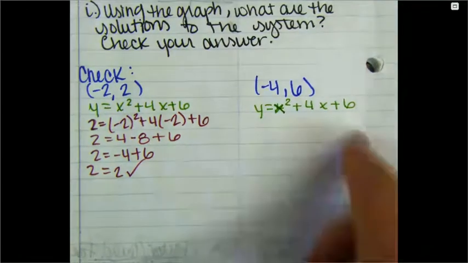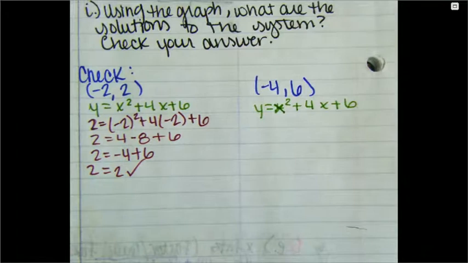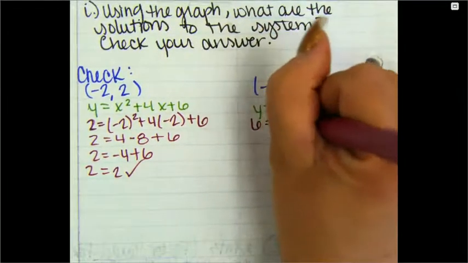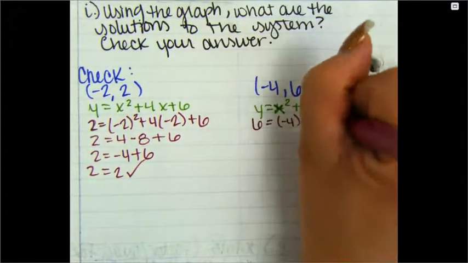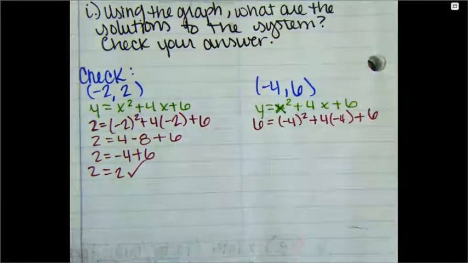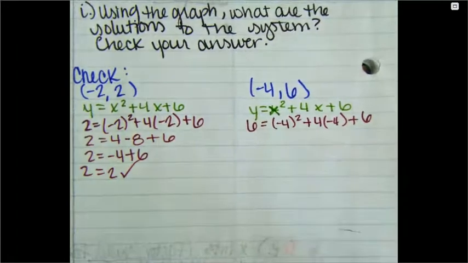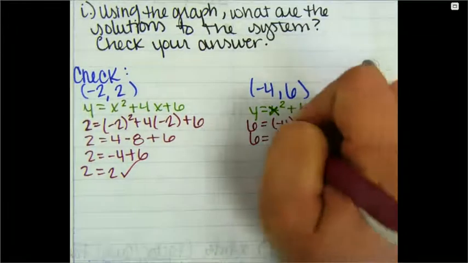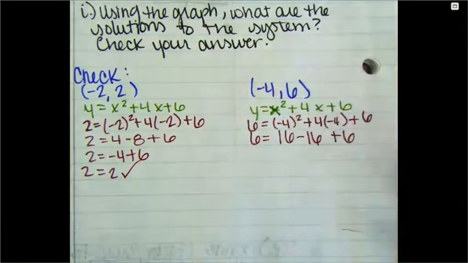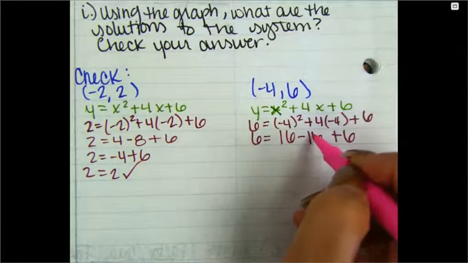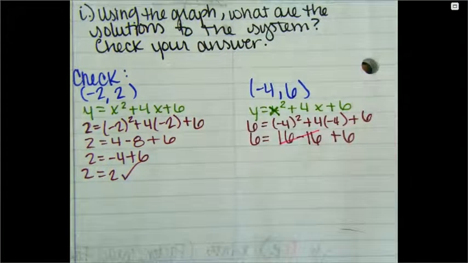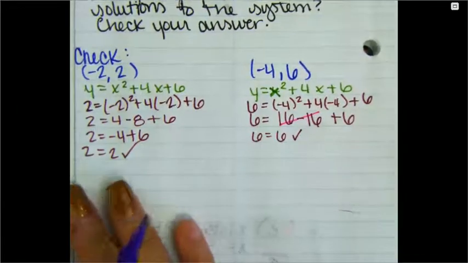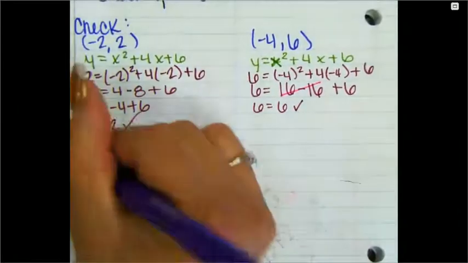That's only one part. Let's go do the other point in the same function. So for y, we're going to go ahead and plug in 6 equals, what's your x? -4 squared plus 4 times -4, and then add the 6 at the end. So we have -4 squared, which is how much? It is 16. 4 times -4? -16, +6. The 16 minus 16, we know is just what? 0. So we get 6 equals 6. Wonderful. Does it work? So far, so good. But we're not done. We have to now check the linear function.